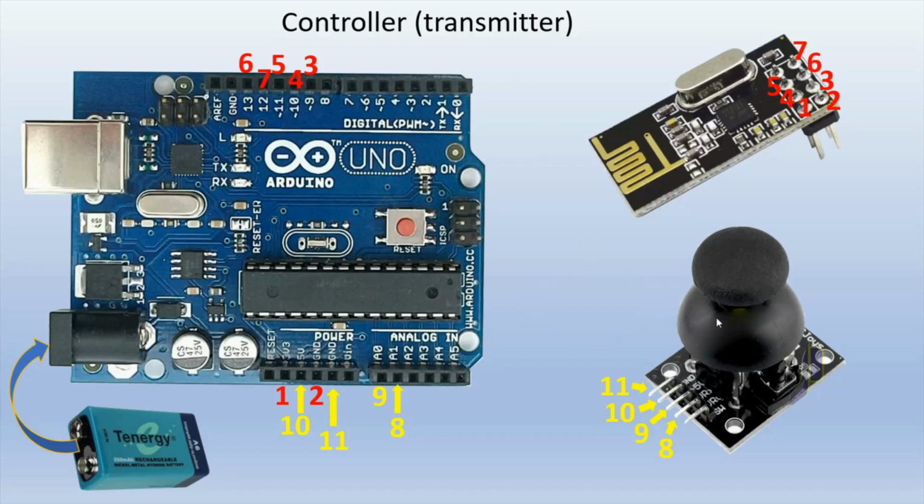I've done the same with the joystick. All those are in yellow, and I've numbered them in case you have a hard time seeing color. So pin number 8 is the Y-axis pin, and that corresponds to A1. And then likewise for all the other yellow numbers over here. And then of course you've got the 9-volt battery.